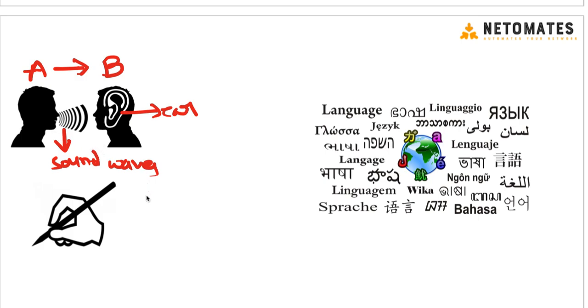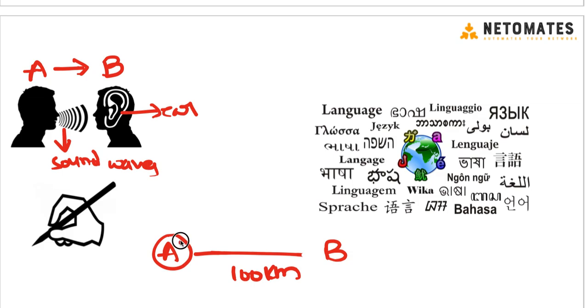In this manner. But what if person A and person B are 100 kilometers away from each other? In this case, person A won't be able to share the information with person B because humans cannot produce sound waves that can travel 100 kilometers. That's not possible. So there is no way that these two persons can communicate with each other.